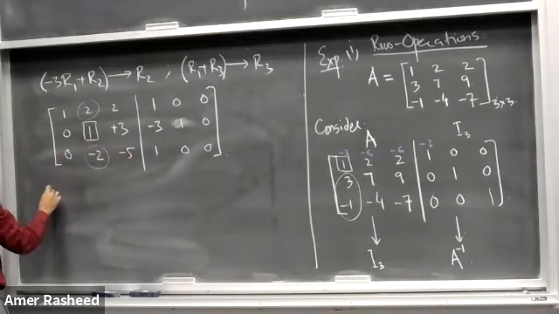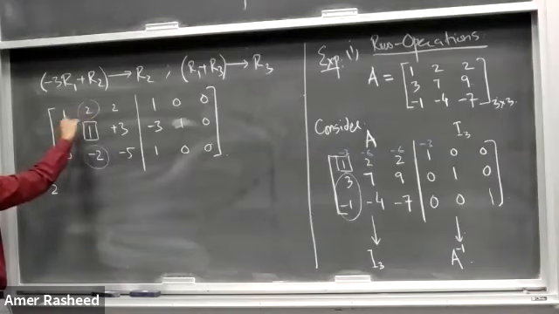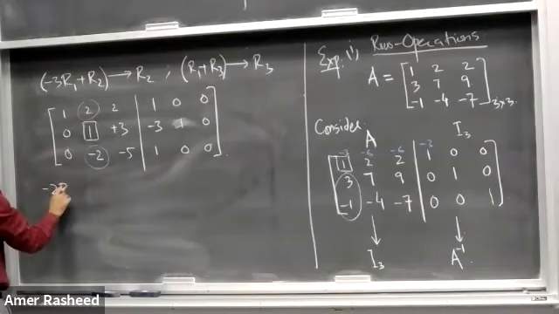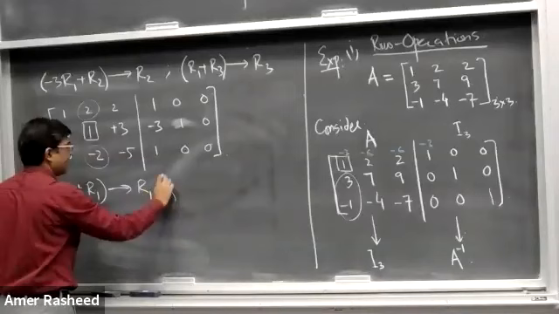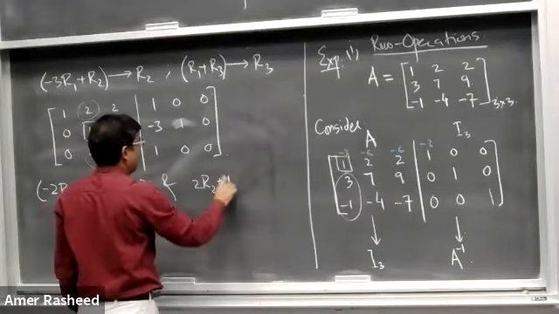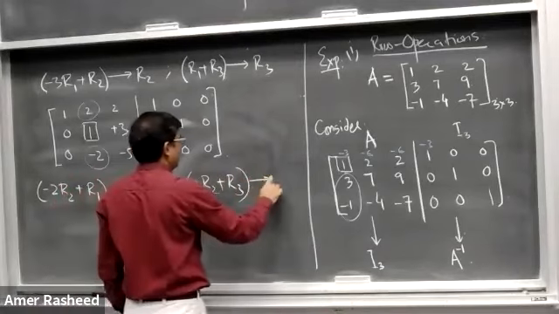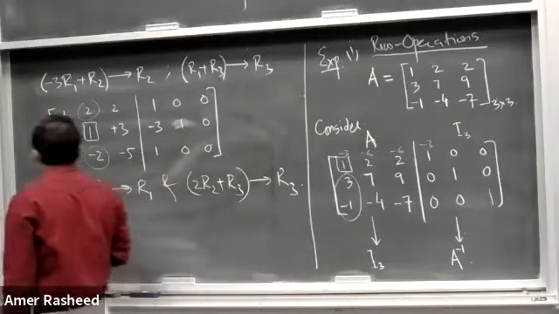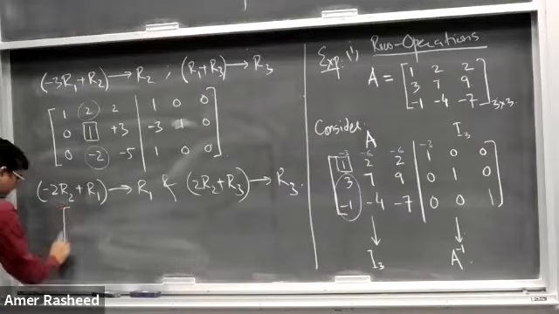So I'm going to apply the operation -R2 plus R1. Remember that we have to use only this pivot entry. So -R2 plus R1 will change row 1. And another operation we need here, 2R2 plus R3, and this will change row 3. Now tell me the resulting matrix.